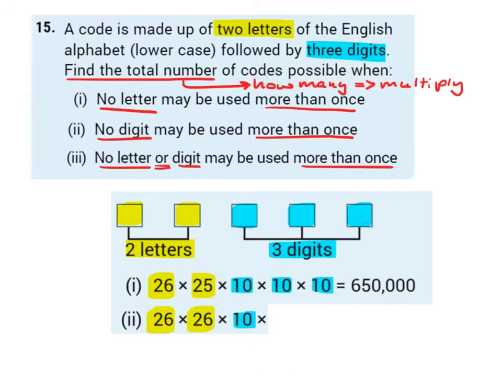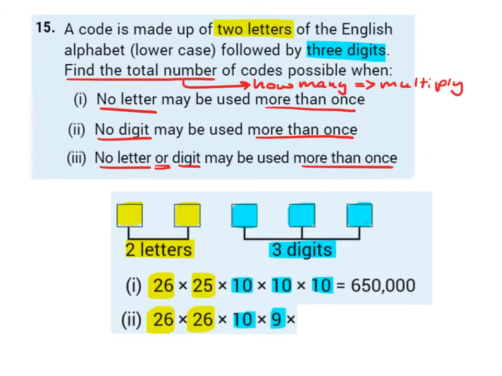So then, what are we going to multiply that by? So now we're focusing in on the second of the digits. Now remember, the question said no digit may be used more than once, so no digit may be repeated. So let's say we'd chosen an 8 in the first box. Well, now we cannot choose 8 for the second box. So we're left with 9 digits to choose from. So it's going to be 10 multiplied by 9.